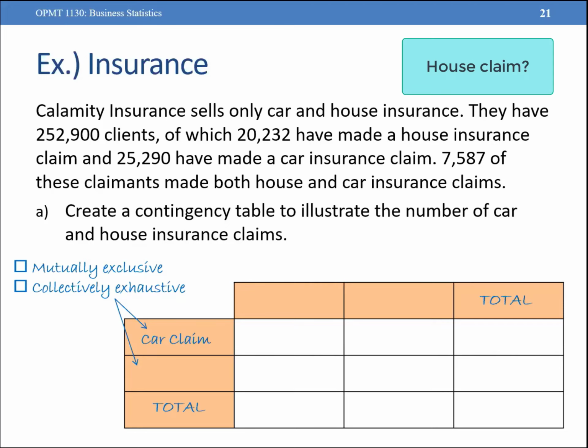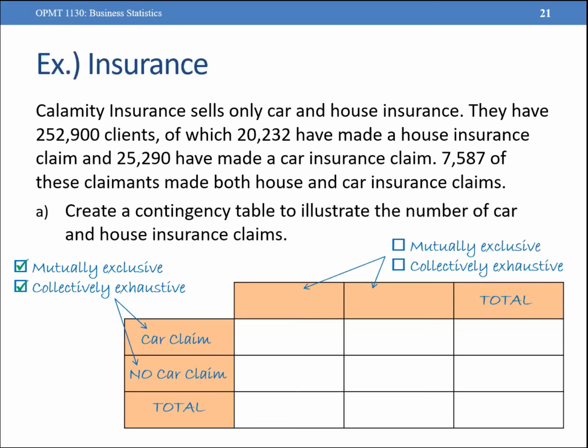A house claim? Not quite. Let's think about that. Can you have a house claim and a car claim at the same time? Yeah, you can, right? So that's not mutually exclusive. What it would end up being is the no car claim. So now we have mutually exclusive and collectively exhaustive. It's covered everything. Now here's where we would put house claim.